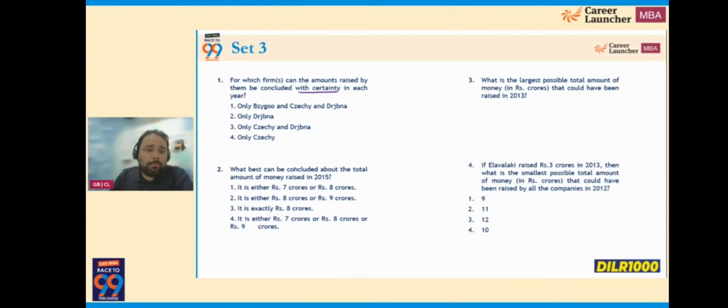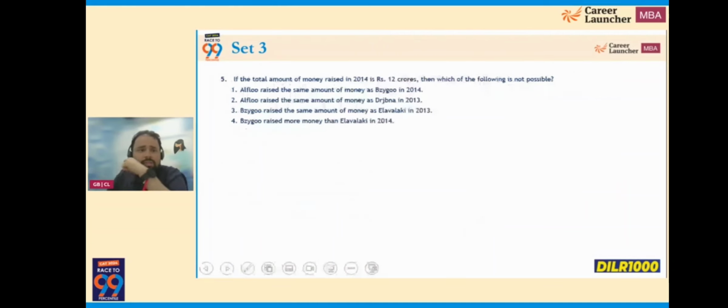What best can be computed about the total score cases? What is the largest possible total sum of money that can be raised in 2013 cases? If rupees 3 is raised in 2013, then what is the smallest possible amount of money that would have been raised in 2012 cases? If the total amount of money raised in 2014 is 12, which of the following is not possible?